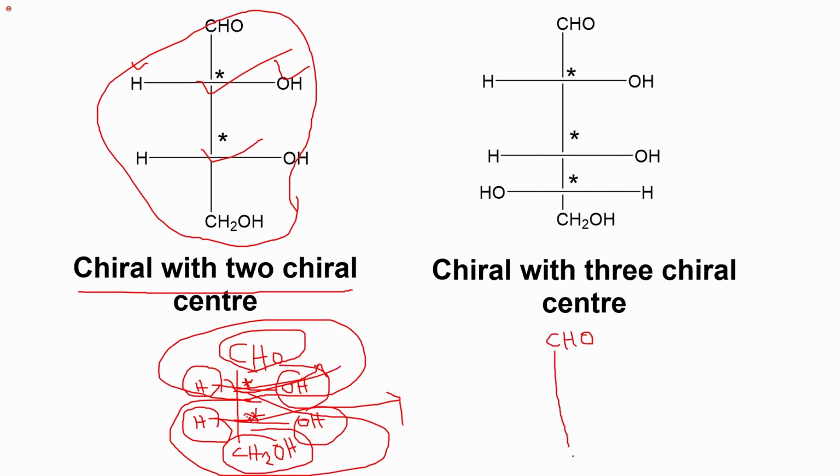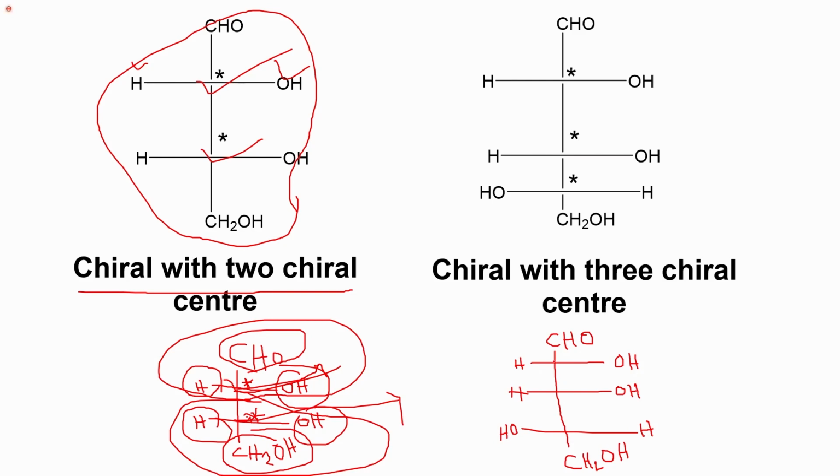CHO and CH2OH. So here it is an OH and a hydrogen here, and then OH and another hydrogen is also present here, and then hydrogen is present here and OH. Okay. Now we will discuss how many chiral centers are present.